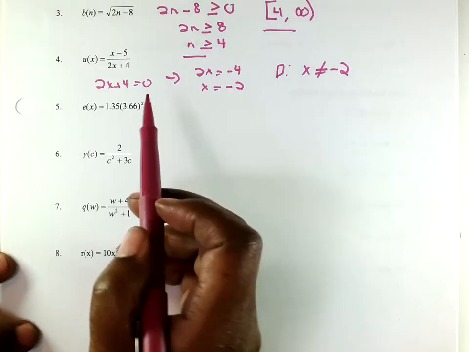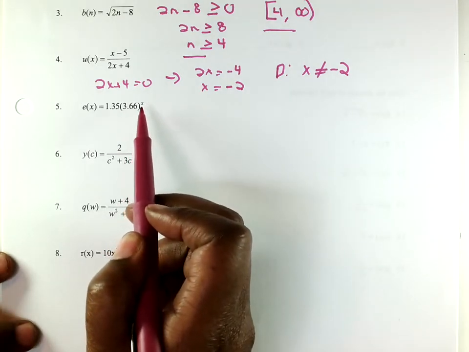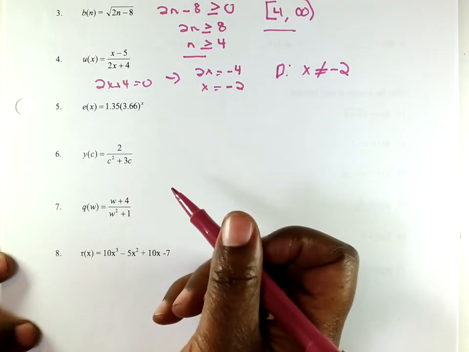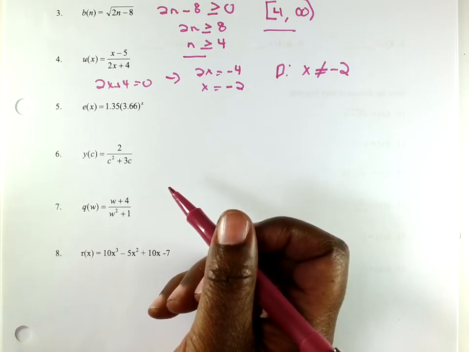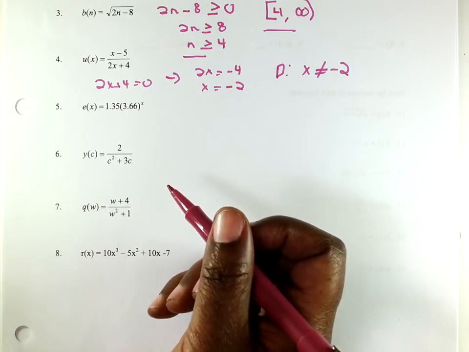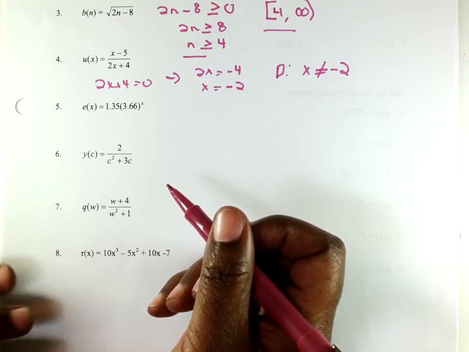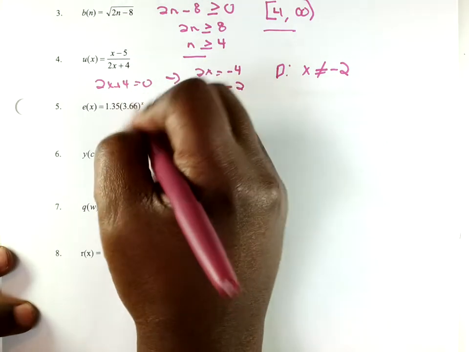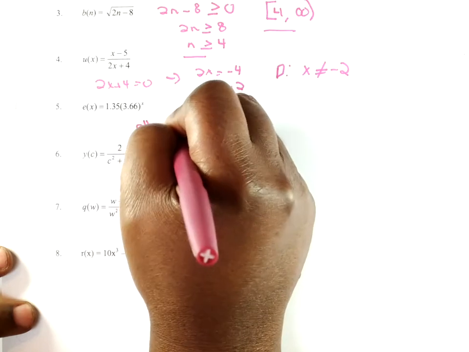All right, number 5, here's my variable. It's an exponent. I can take a positive and negative exponent. I can take the exponent of anything I want. There is no division by 0. There is no square root. So therefore, I'm at all real numbers.